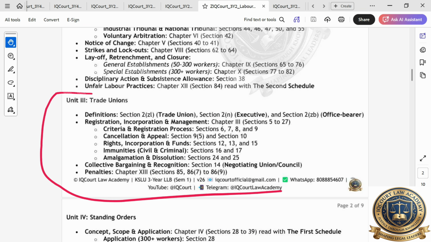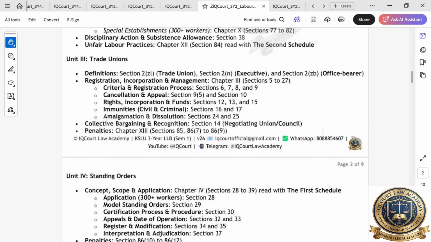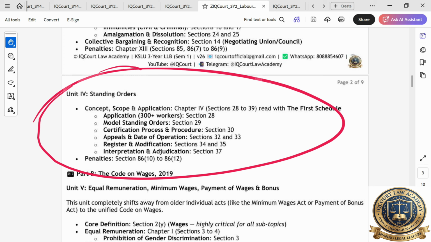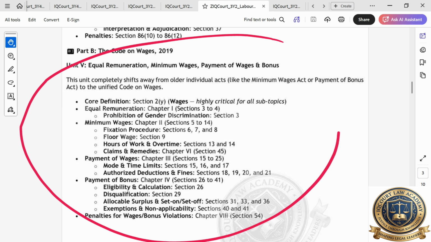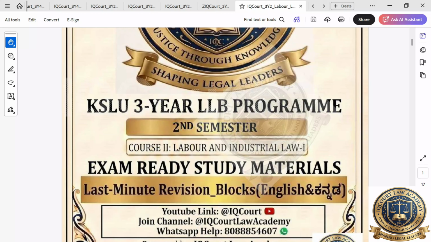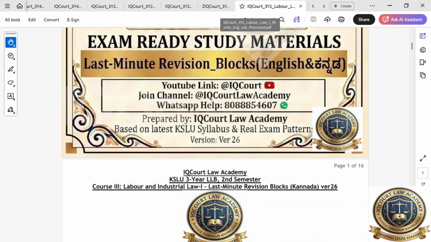What are the sections? You need to study only these many sections for the exam. In the 4th unit, you need to study only these many sections for the exam. In the 5th unit, you have to study only these many sections for the exam. And this one is of last minute revision blocks.